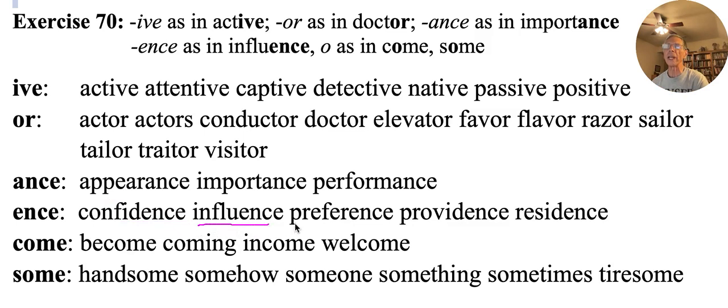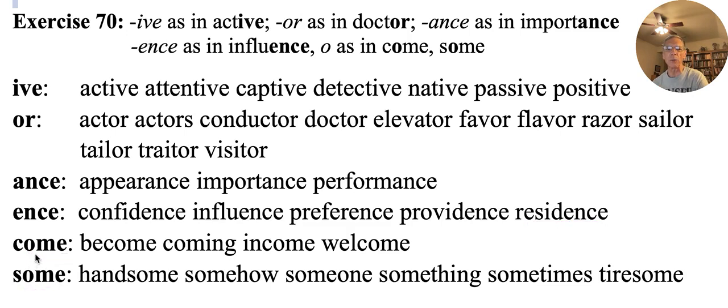Influence. You want to have a good influence on people. You can have a good influence or a bad influence. People will follow you if you have a good influence. Preference. It's what you prefer. What kind of ice cream do you prefer? Chocolate, strawberry, or vanilla? Providence. Providence is when you feel like things are working out in your life for a purpose. Residence. Residence is where you live. What is your residence?